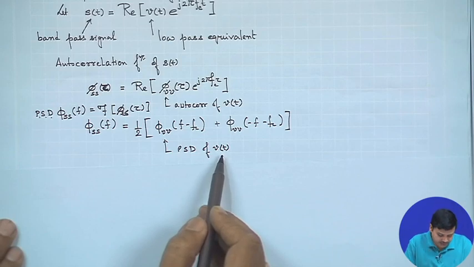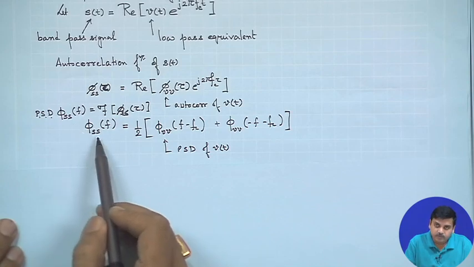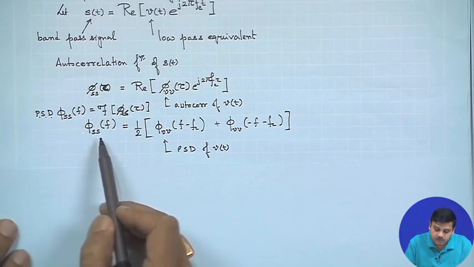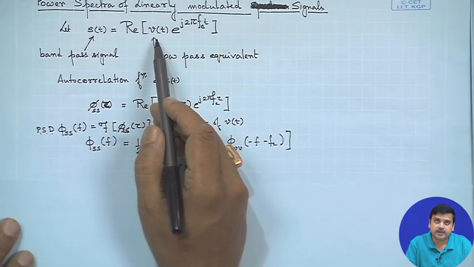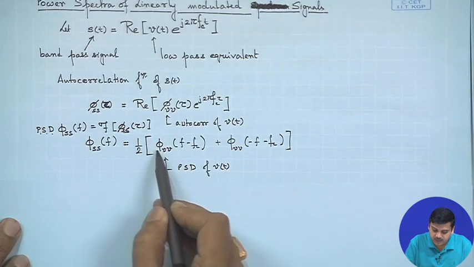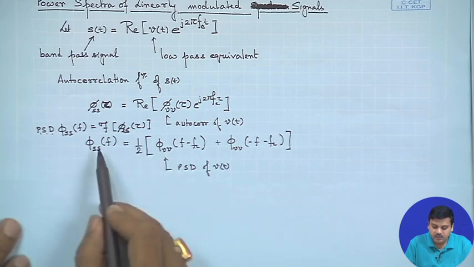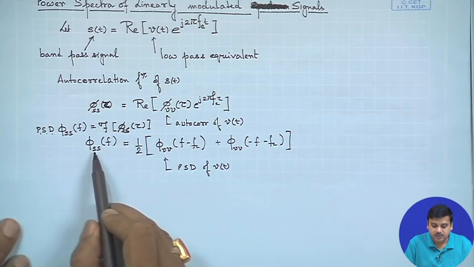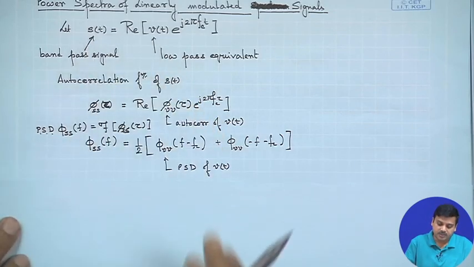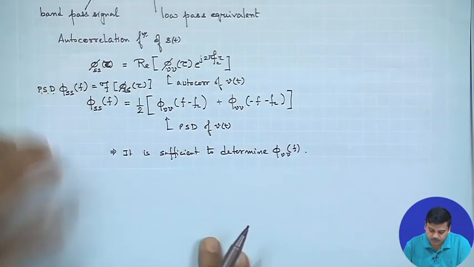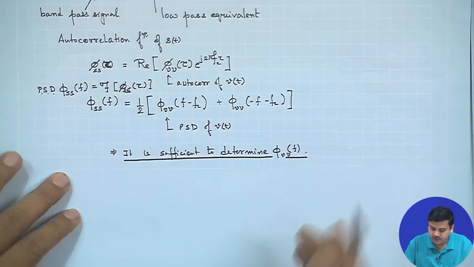So, what we can take from this is that in order to study the spectral properties of the signal, all we need to do is to study the spectral properties of the low pass equivalent signal. If we can study the power spectral density of V, then we could easily translate that to the power spectral density of S, where V and S are the low pass equivalent and the corresponding band pass signal. That is what is stated in this line. It is sufficient to determine phi VV of f.